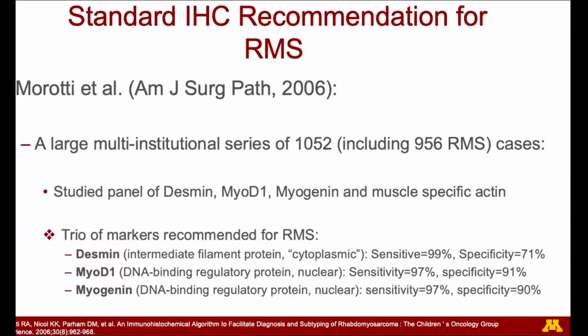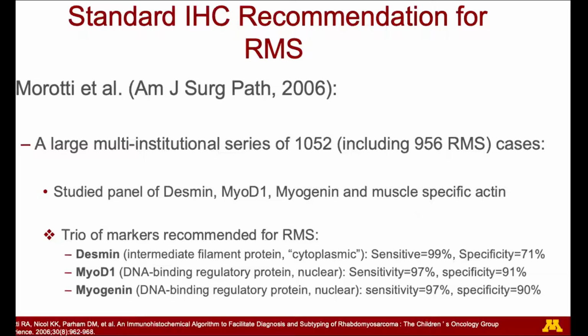This paper from Dr. Murati, published in 2006, was a landmark paper, which we still use to highlight rhabdomyoblastic differentiation. They studied a big population of 1,052 cases, including 956 rhabdomyosarcomas, and proposed a trio of desmin, MyoD1, and myogenin for rhabdomyosarcomas. Muscle-specific stain in this study showed only 70% sensitivity and subsequently dropped from their panel.